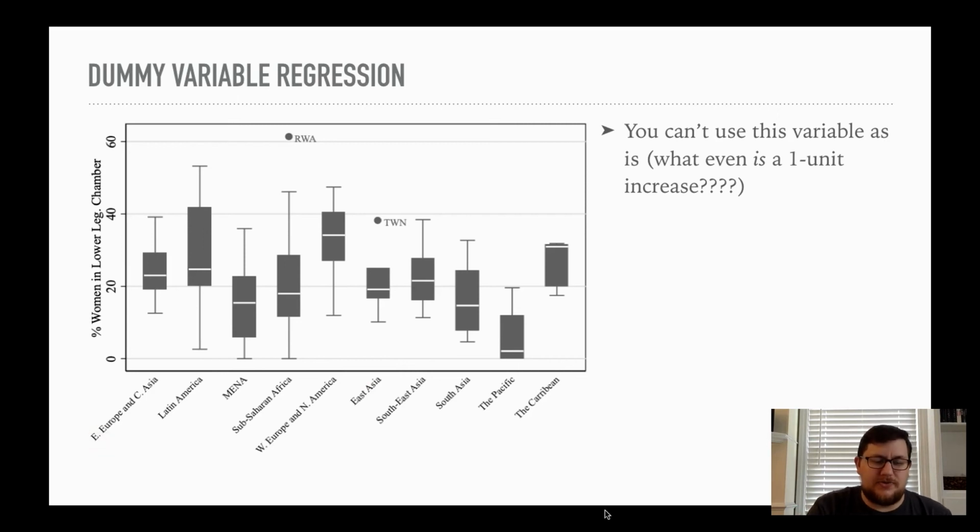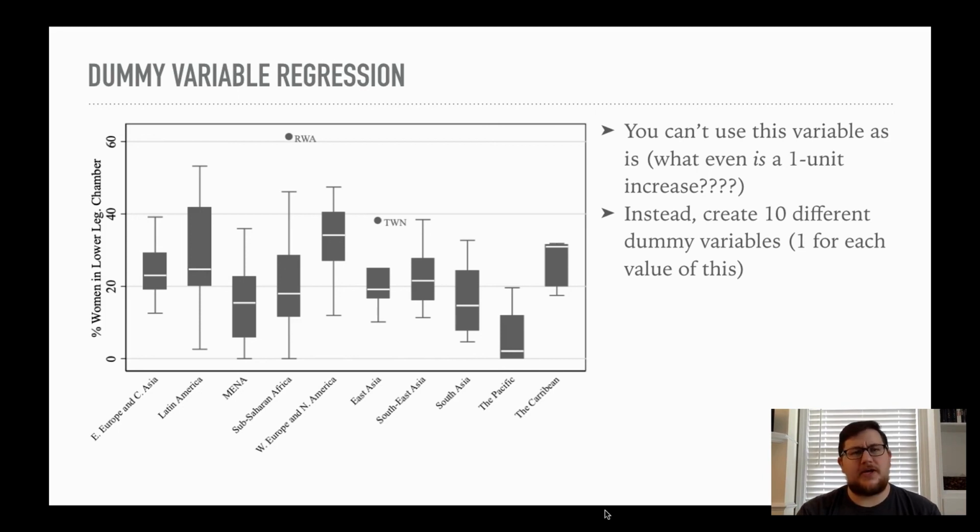This is 1 equals Eastern Europe and Central Asia, 2 equals Latin America, 3 equals Middle East and North Africa, and so on and so forth. What does it mean to have a 1 unit increase? Increasing from Eastern Europe and Central Asia to Latin America, is that the same thing as increasing from Latin America to Middle East and North Africa? Who knows? It doesn't make any sense. So you can't use this in a regression. The order doesn't matter. The values themselves don't matter, except in that they differentiate the regions. It's a nominal variable.